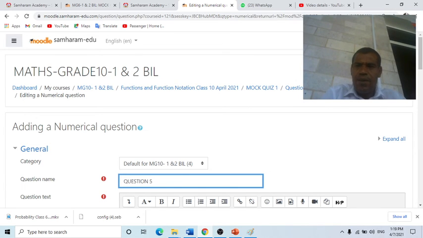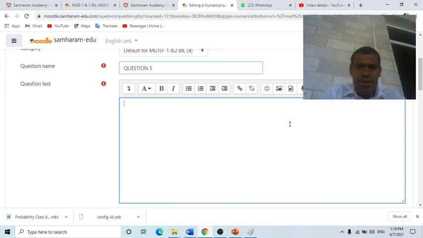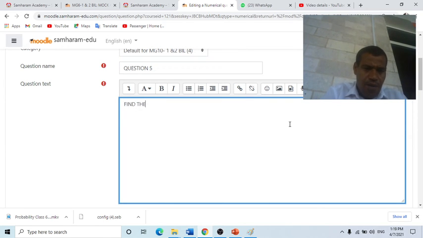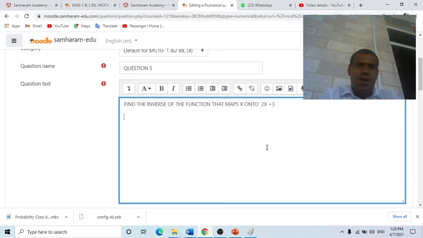Then I will come here, find the inverse. The question is: find the inverse of the function that maps x into y into 2x plus 3. Okay, 2x plus 3. Clear? This is about the answer, but okay, find the inverse.